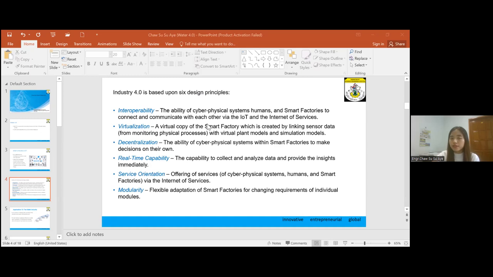And the second is visualization. This is the virtual copy of the smart factory, which is created by linking sensor data from monitoring physical processes with virtual plant models and simulation models. And then decentralization. This is the ability of cyber-physical systems within the smart factory to make decisions on their own. And then real-time capability. This is the capability to collect and analyze data and provide insights immediately. And service orientation. This is the offering of services of cyber-physical systems, humans, and the smart factory through the Internet of Services. And the last one is modularity, the flexible adaptation of the smart factory to changing requirements of individual modules.